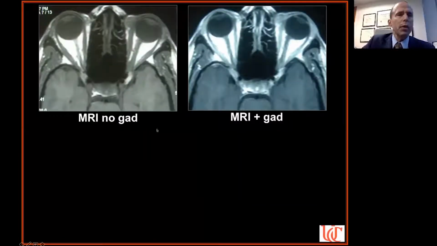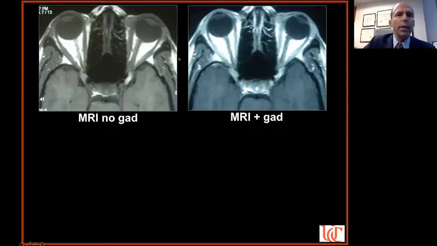Here are some images. So here's an MRI of the orbits with no gadolinium and no fat suppression. This is all fat in between the muscle and the nerve, right? All this orbital fat is bright white. This is a T1 image, and we'll talk a little more about that. We know it's T1 because the vitreous, the fluid, is black.